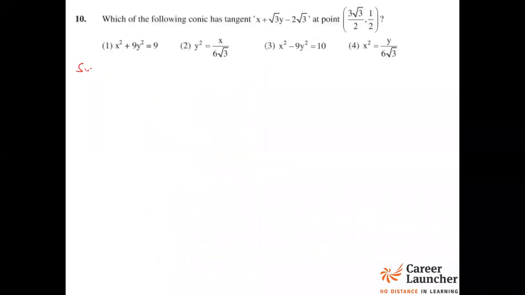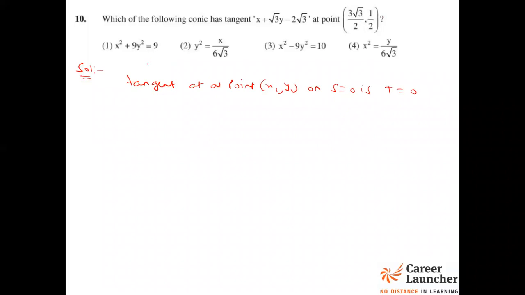Let's see the next one. Which of the following conic has this tangent at this point? So the point is given. How to find the tangent at the point? Tangent at a point x1, y1 on the curve S equal to 0 is given by T equal to 0. So apply the statement at this point x1, y1.